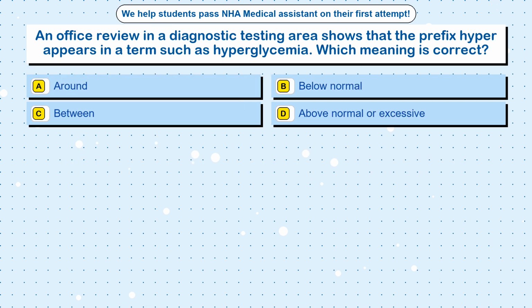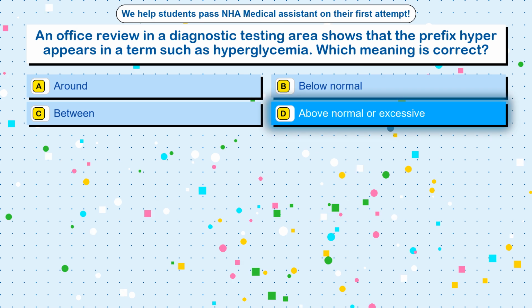Question 11. An office review in a diagnostic testing area shows that the prefix hyper appears in a term such as hyperglycemia. Which meaning is correct? Option A. Around. Option B. Below normal. Option C. Between. Option D. Above normal or excessive. The correct answer is option D.